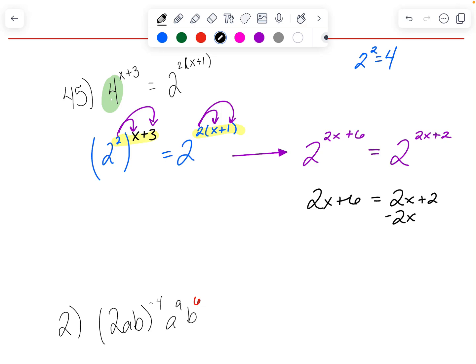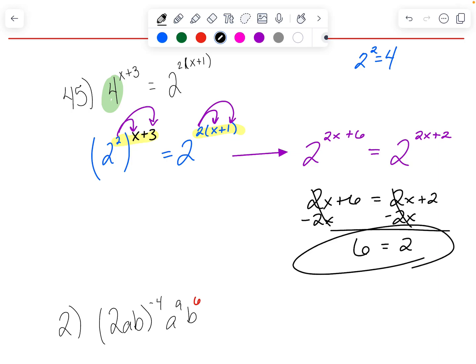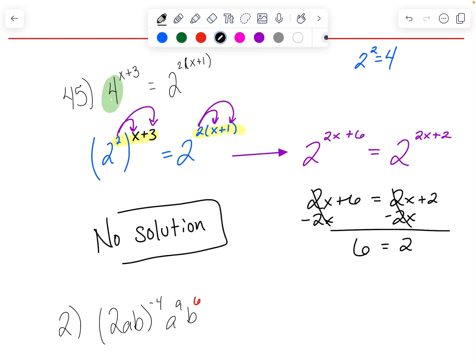And now I can get my like terms together. I get 6 equals 2. Well, that's kind of strange, because that is a false statement. So anytime you see a false statement in mathematics, what that means is that there's really no solution. There's no way to solve that question to get a true statement, so it must be no solution.